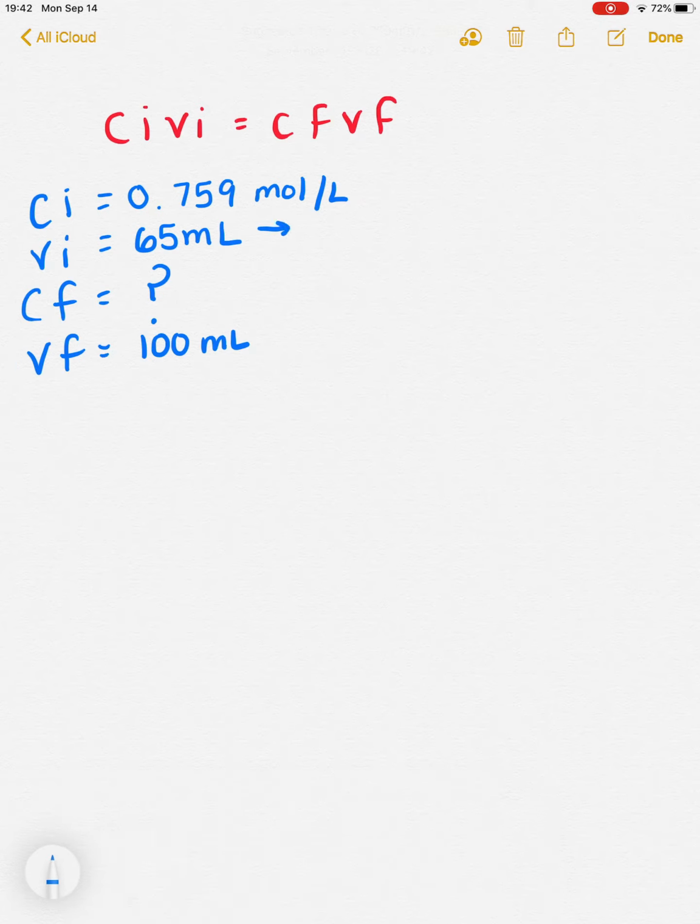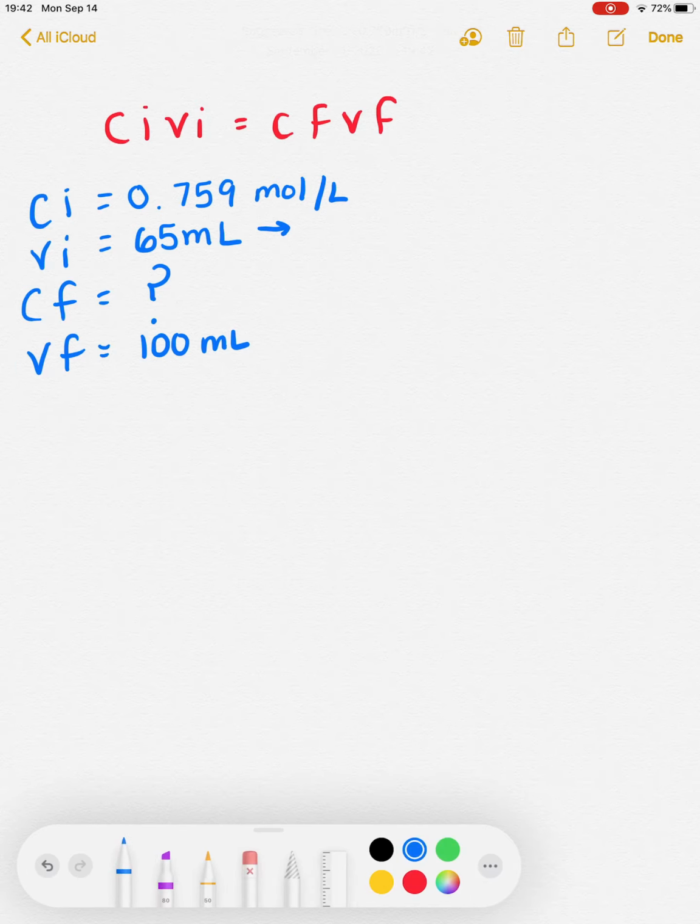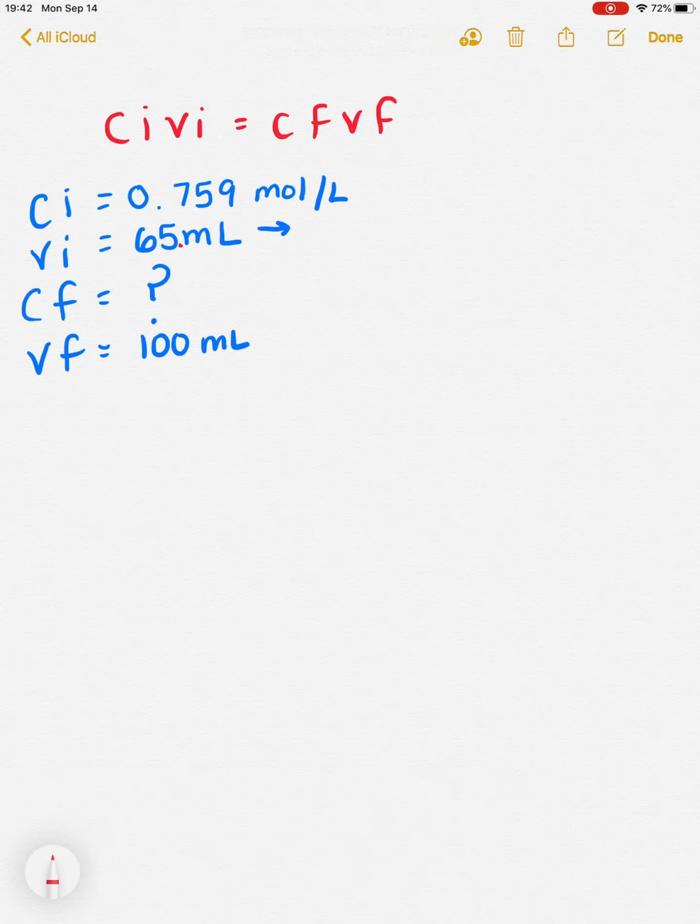To do that, my rule of thumb is always to move the decimal 3 places to the left. So if we do that, the decimal would be here, 1, 2, 3. By doing that, our liter amount would be 0.065 liters.